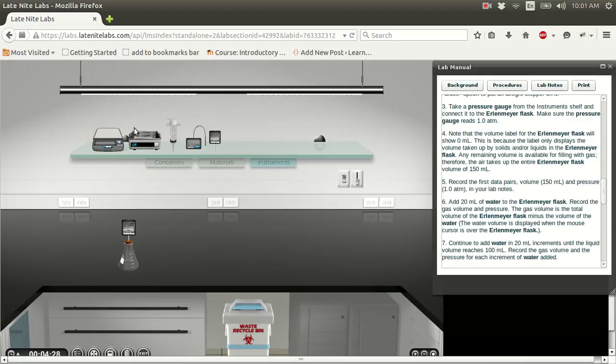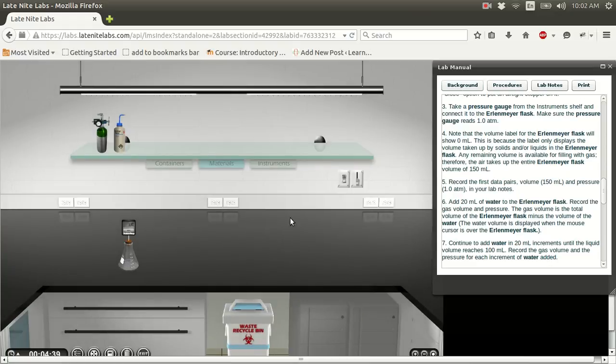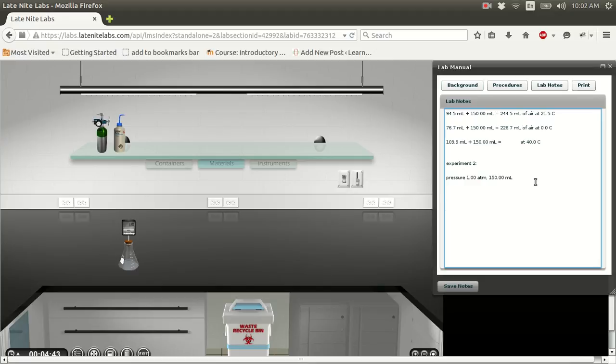And now I will add 20 milliliters of water. Okay, you'll add 20 milliliters of water. I'll add something else, like 13.33 milliliters of water. Okay, and then record the volume and the temperature. So the pressure is now 1.10 atmospheres, sorry. And the volume, by the way, is now 150 minus 13.33.